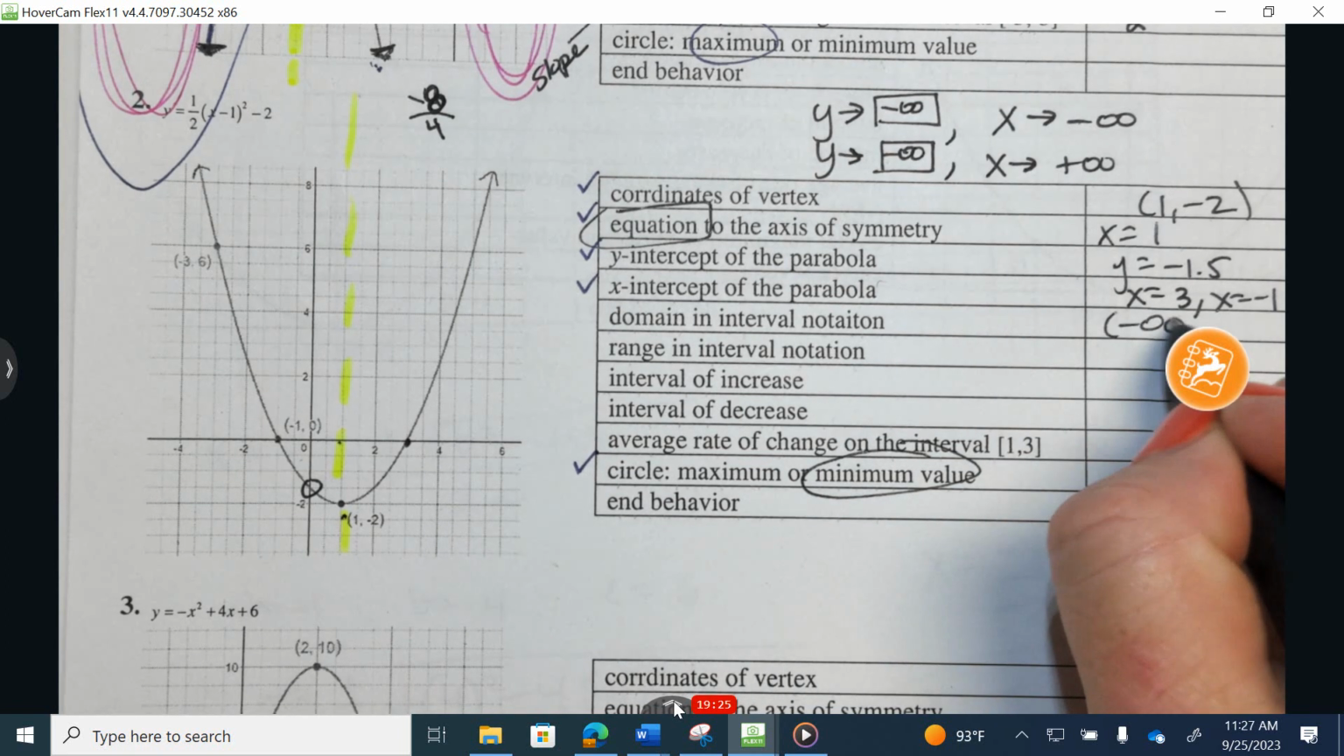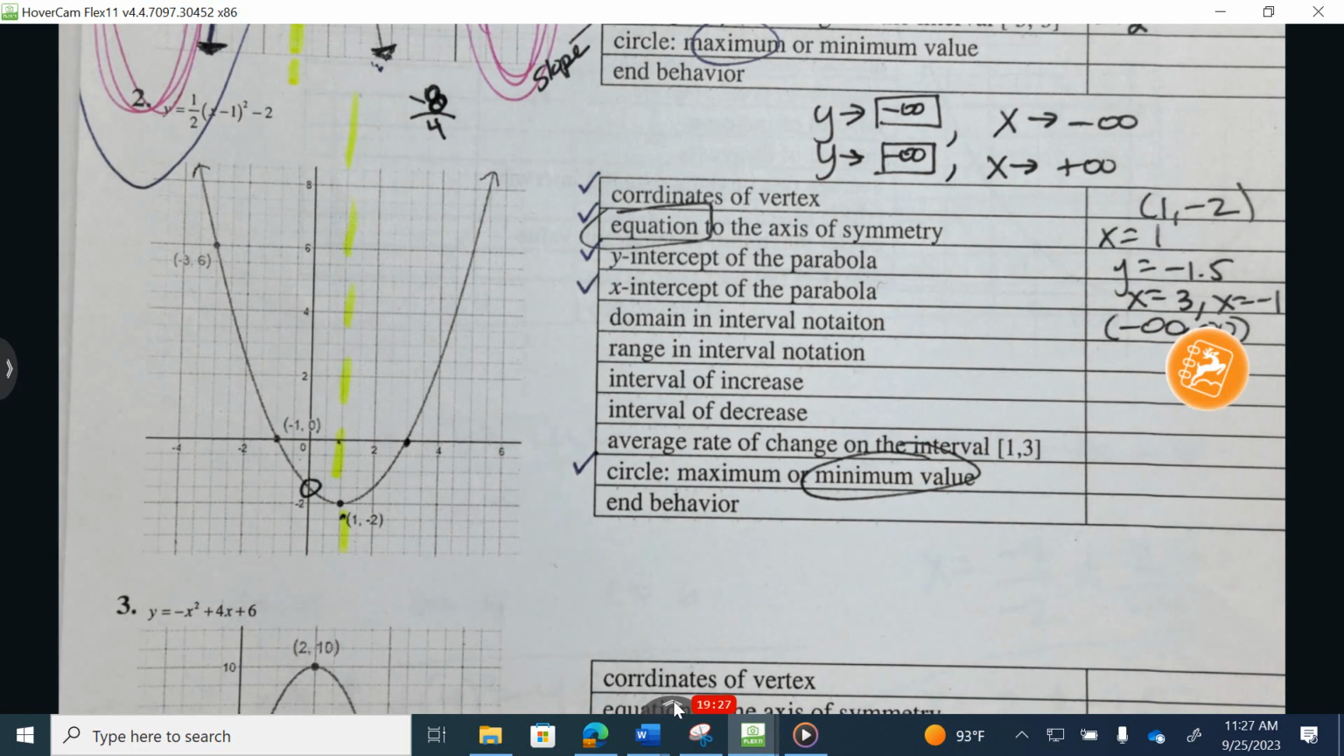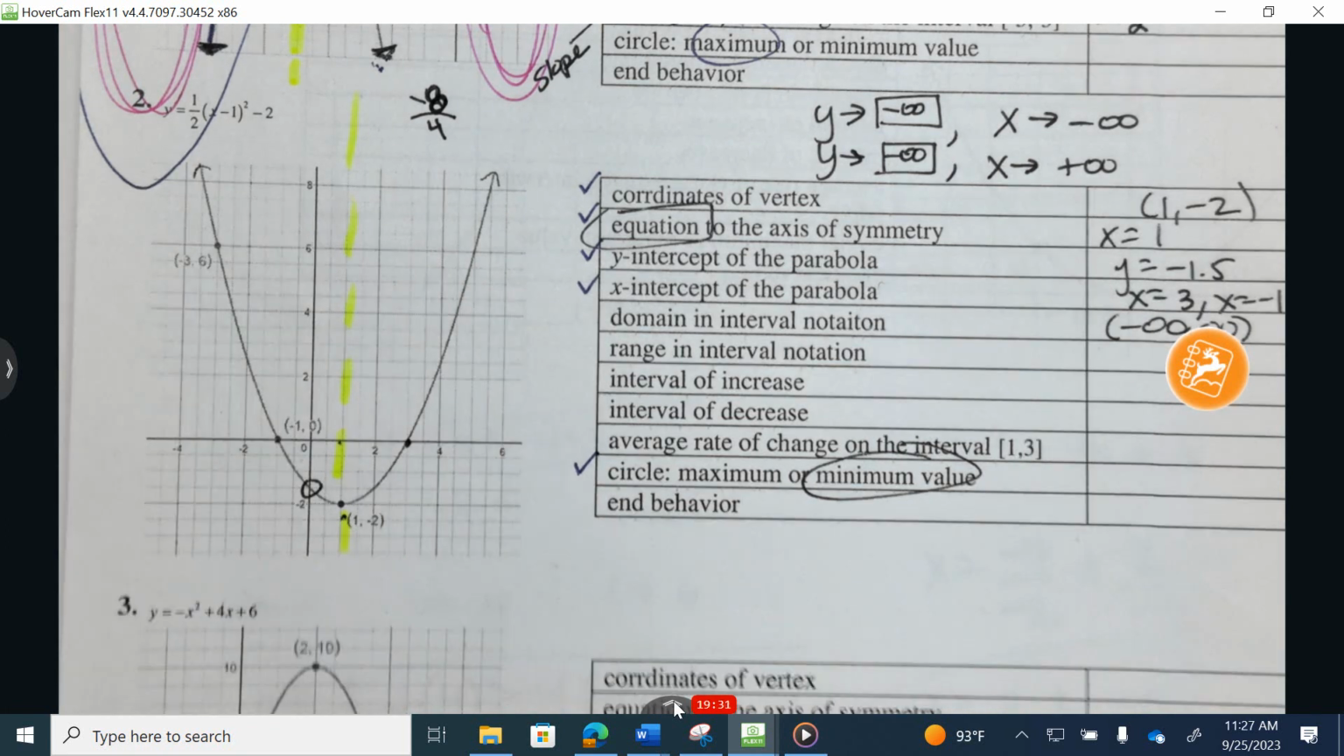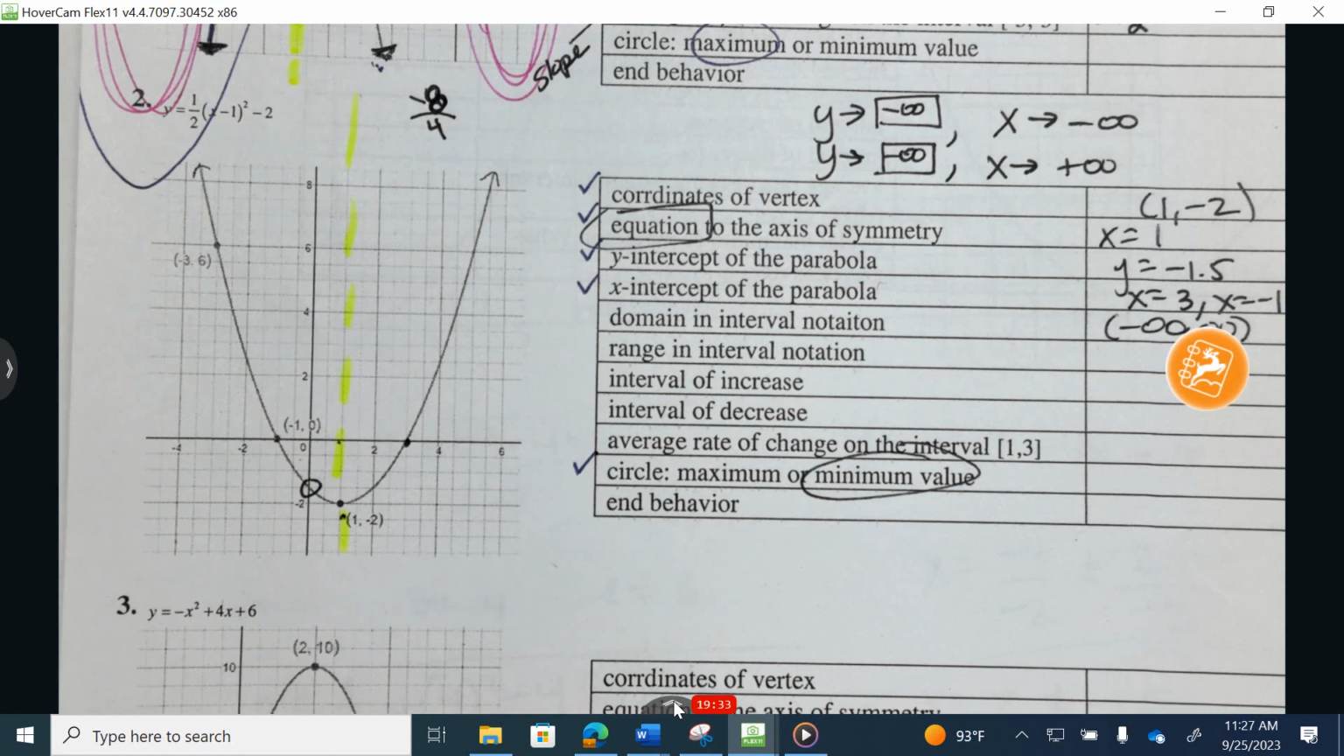All parabolas, there's no restrictions. That means negative infinity to positive. It will continue to move upward as it goes to the left and upward as it goes to the right. We always start by going negative to positive.